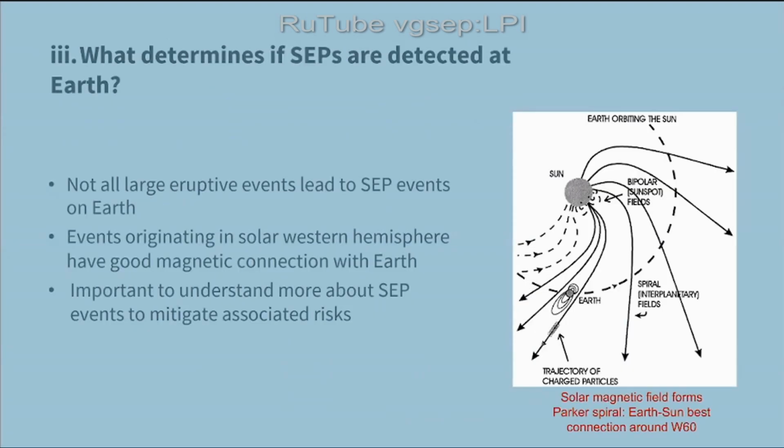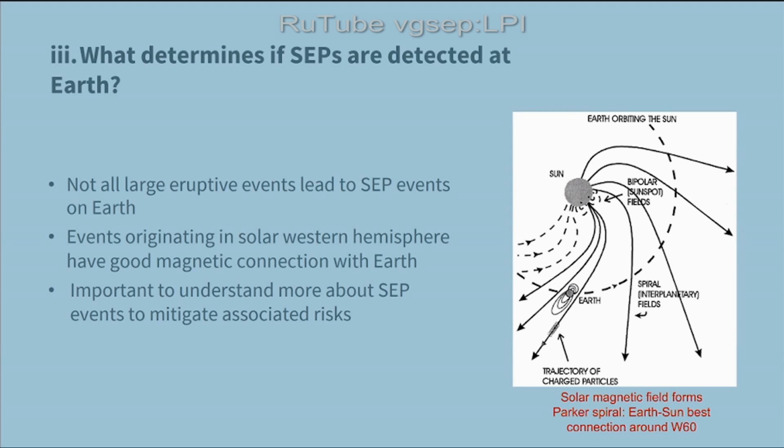So finally, what determines if the SEPs are detected at Earth? I've said quite extensively that large SEP events are generally associated with large solar flares and coronal mass ejections, but that's not an exclusive thing. Not every large flare, not every fast CME produces an SEP event. So we really want to nail down the conditions under which SEP events do occur to improve our forecasting abilities and mitigate the risks associated with them.